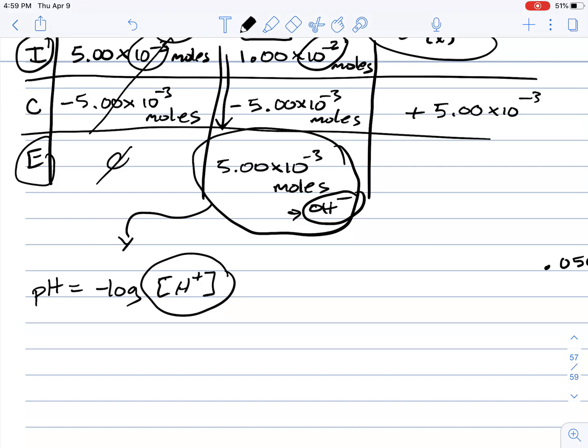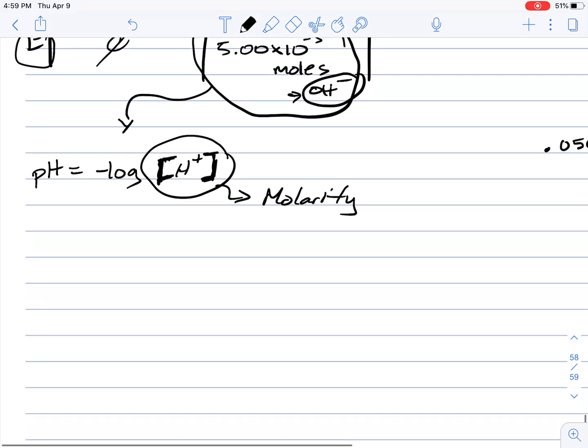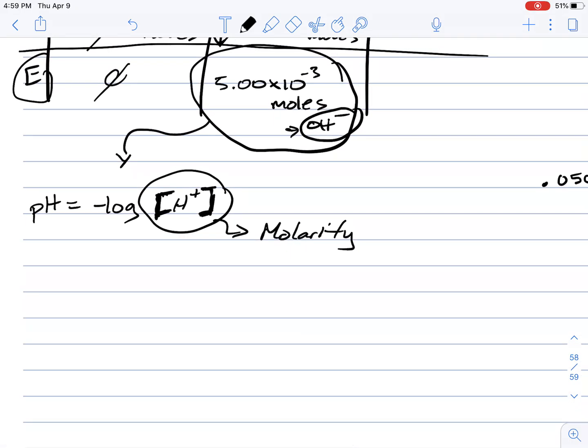So you guys can either convert hydroxide into concentration of H plus, or you guys can calculate the pOH and then take that from 14 to determine the pH. Okay. But before you can do any of that stuff, I want you guys to notice that we have this bracket, and once again, this bracket represents molarity. And so what we're going to do is calculate the molarity of hydroxide. What is the concentration of the hydroxide?